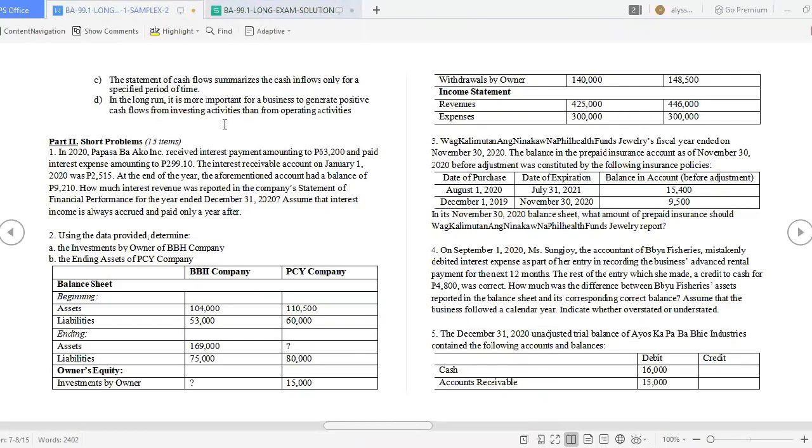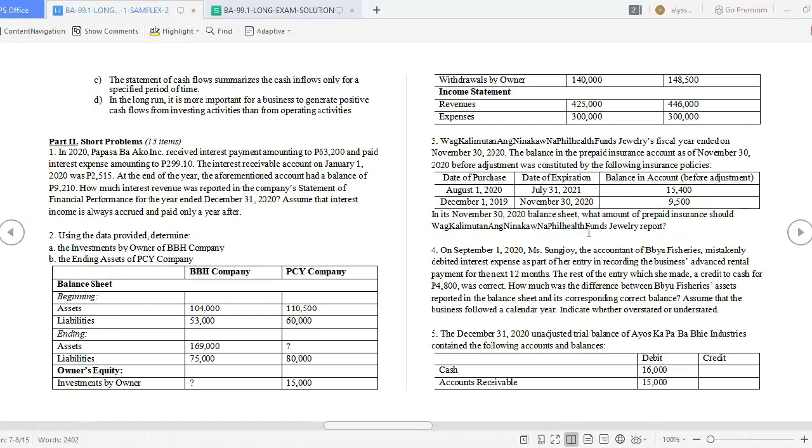Number 3. Jewelry's financial year ended November 30, 2020. As of the end of the fiscal year, we have a prepaid insurance account balance of 2 insurance policies, 15,400 for the first one, and the second one is 9,500. So the question here is, what amount of prepaid insurance should be included in the balance sheet?